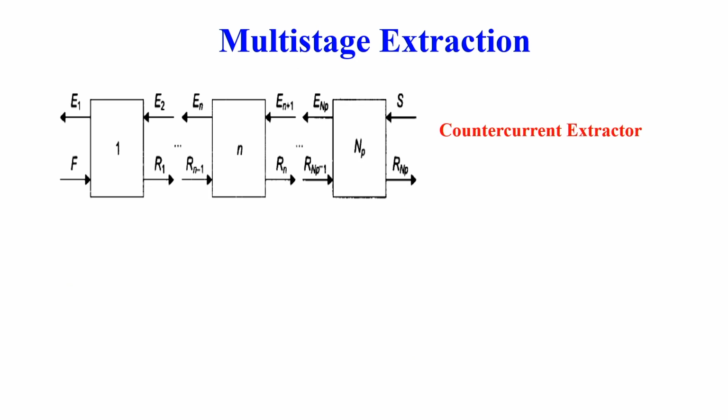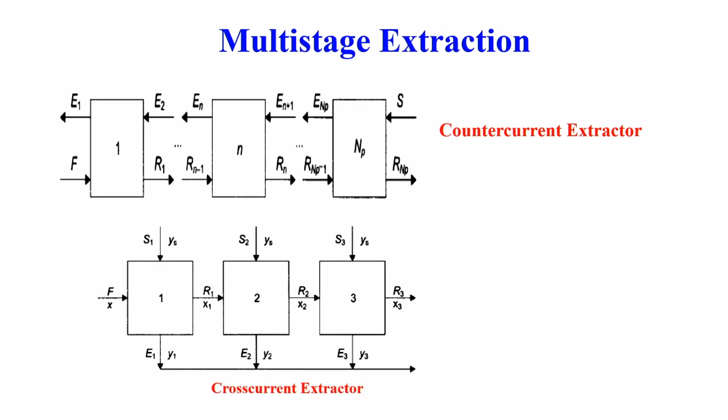Now, we can have multi-stage extraction, and that can be operated in different modes, like in the case of countercurrent extraction. So, here your feed is entering from here and your solvent is entering in a reverse manner. So, you have NP stages 1, 2, 3 and so on. What is entering here is the F, what is entering here is the S, what is going out is R NP, and what is going out here is E1, extract 1, and R NP.